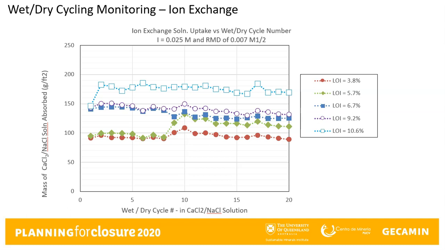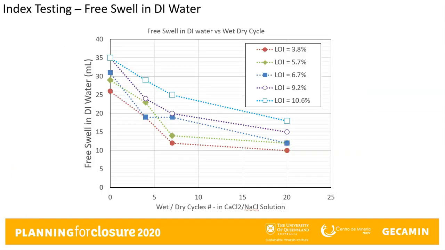The most highly loaded polymer GCLs generally allowed for the highest uptake, which is the light blue squares. This chart shows the influence of ion exchange on the free swell of the samples. The free swell of the samples decreases as the samples undergo repeated wet-dry cycles. PMGs with higher polymer loadings maintain the highest free swell values even after 20 wet-dry cycles.